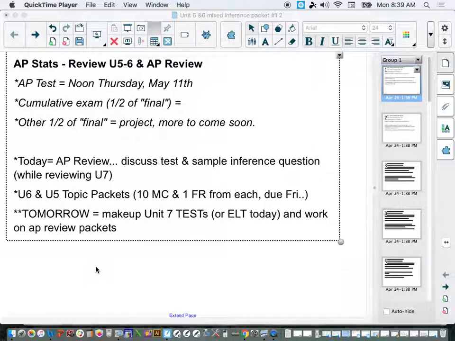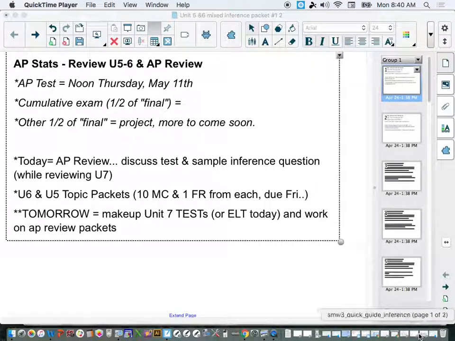So today we're going to focus on reviewing for the AP exam by talking generally about what the test is about, and specifically some of the things from Unit 7 to help those of you who missed the test last week, because tomorrow in class you'll be making up the Unit 7 test. And then the Unit 6 and 5 AP review packets that I'm going to give you later today are due Friday. You'll have a work day on those tomorrow if you already took the test. Any questions on the plan?